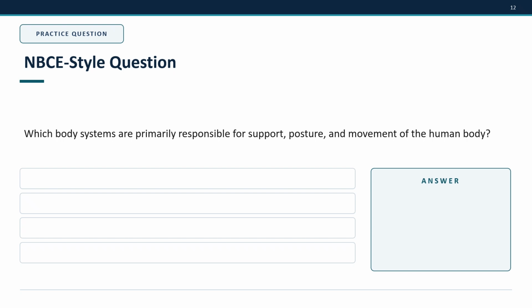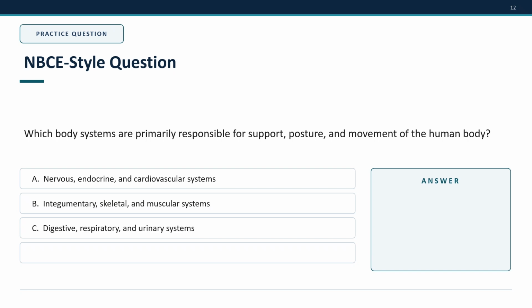So question number 1, which body systems are primarily responsible for support, posture, and movement of the human body? A, nervous, endocrine, and cardiovascular systems; B, integumentary, skeletal, and muscular systems; C, digestive, respiratory, and urinary systems; or D, cardiovascular, lymphatic, and reproductive systems. So if you want, pause this video, take a minute, think about it, get the answer, and we will move on in a second.